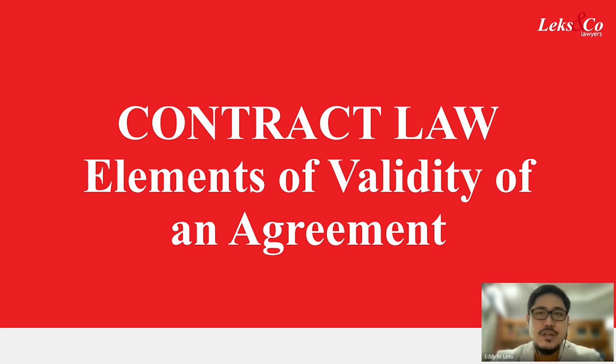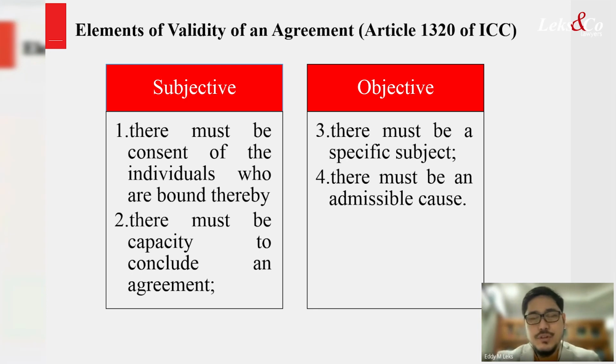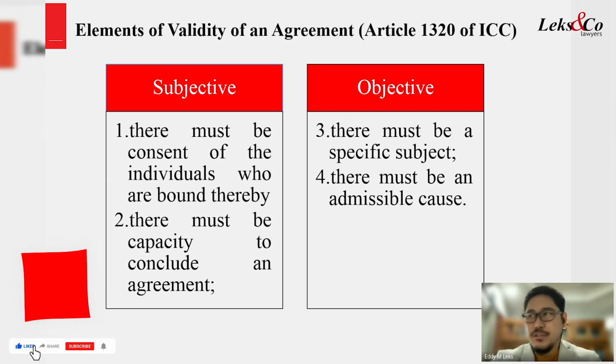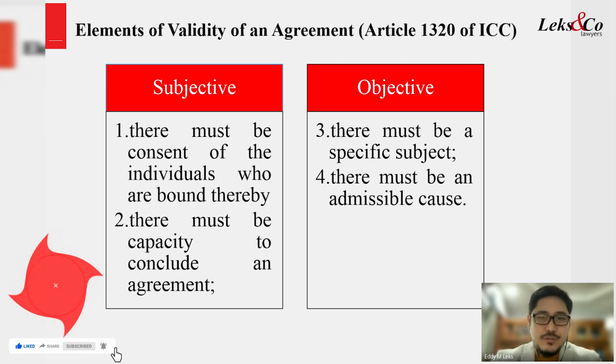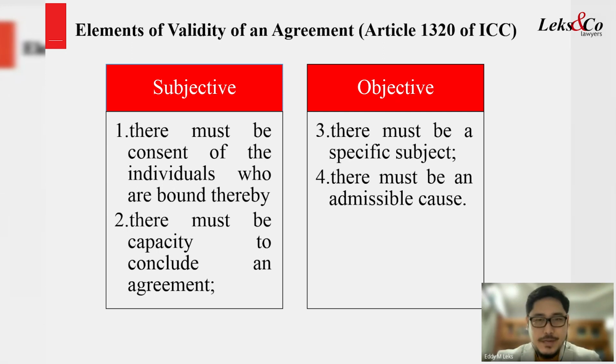I think we have several times discussed this. So if you read the 1320 of ICC, there are 4 elements of validity of an agreement. The first is there must be consent, or there must be an agreement of the individuals or of the parties who are bound thereby. Ya, sepakat mereka yang mengikatkan dirinya.